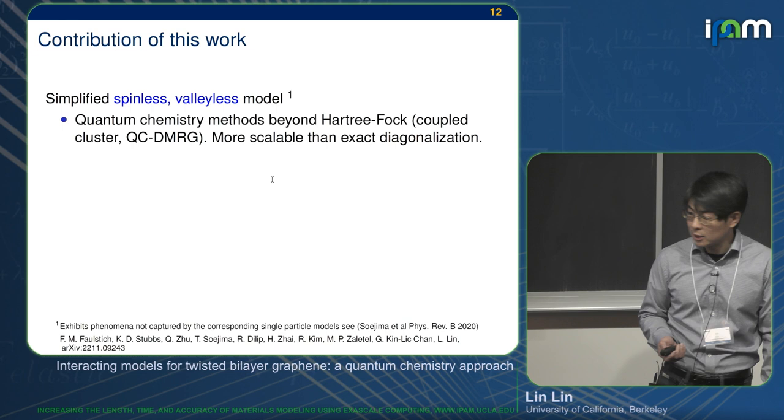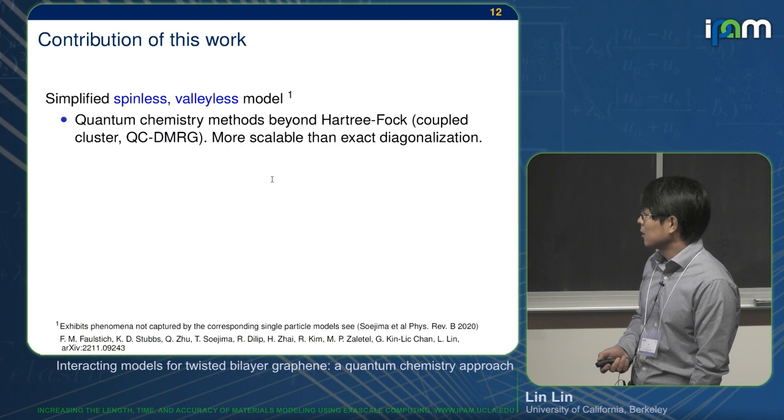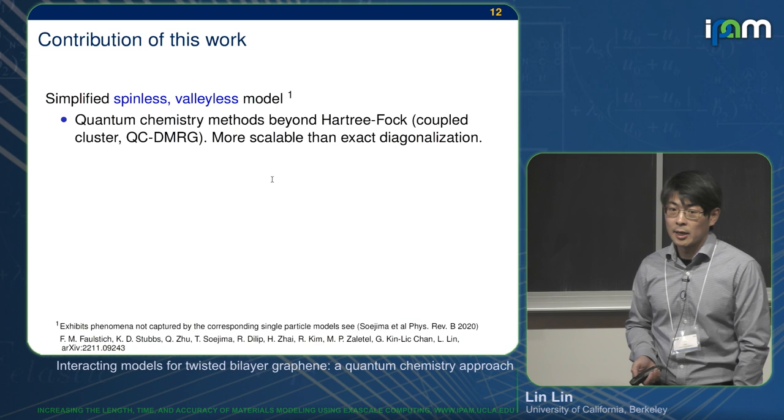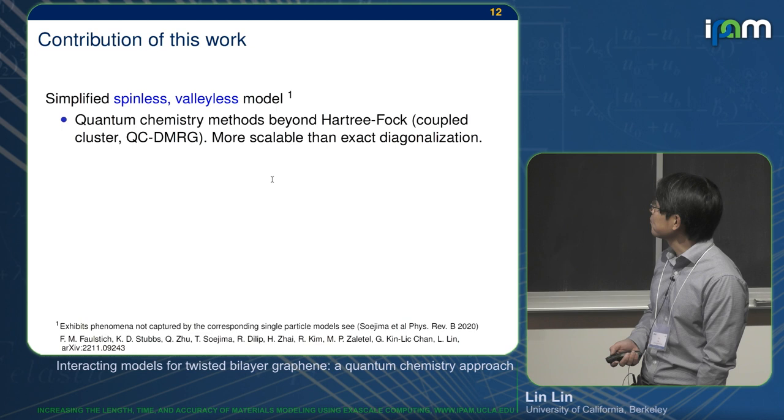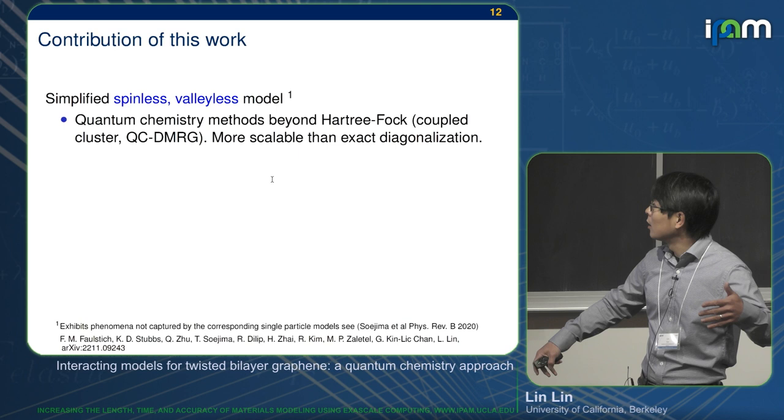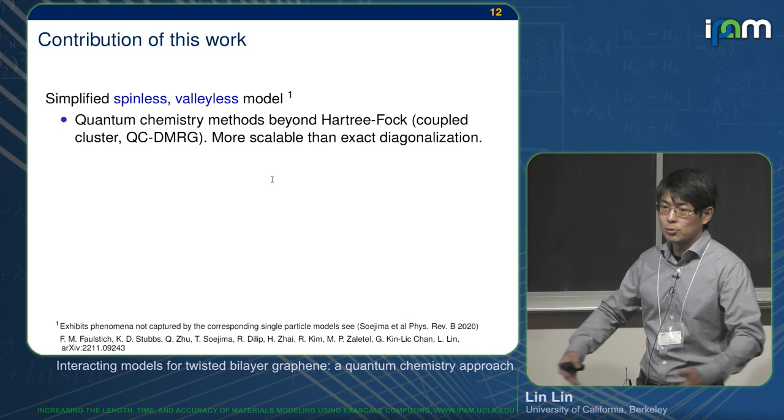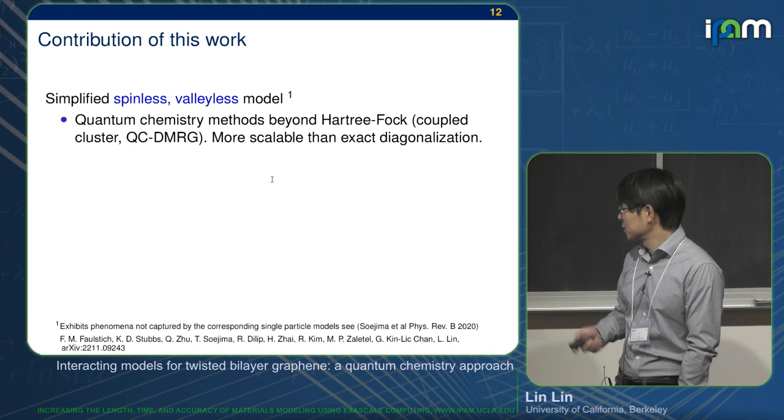So we performed quantum chemistry methods, which is Hartree-Fock, but also beyond Hartree-Fock, such as coupled cluster and the quantum chemistry version of DMRG, pioneered by Steven White and Garnet Chan. So these methods are something in between Hartree-Fock on one end and exact diagonalization on the other end. They allow you to really probe the post-Hartree-Fock effects, but also they are more scalable than exact diagonalization.